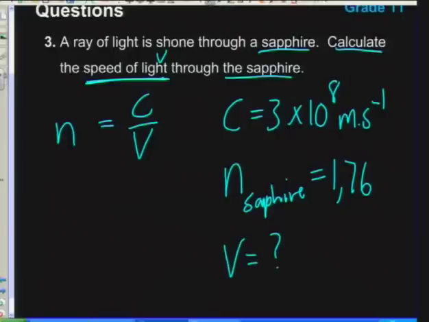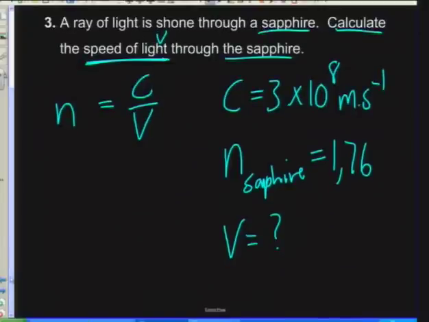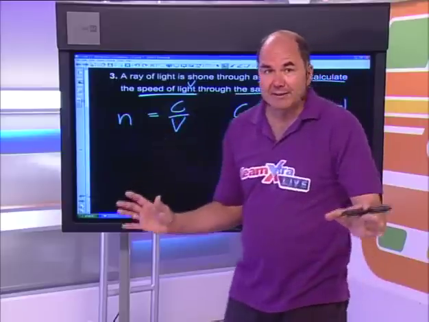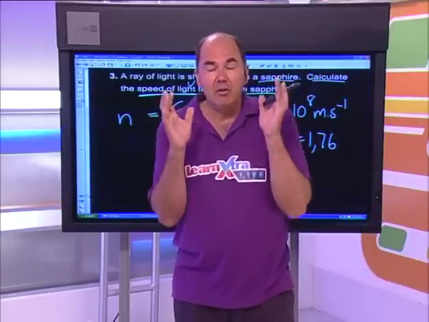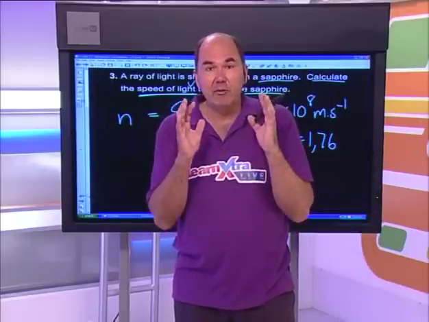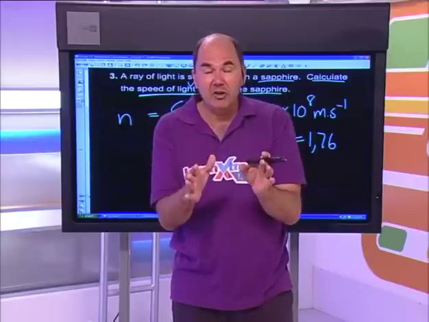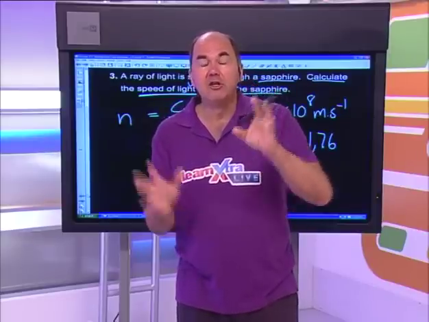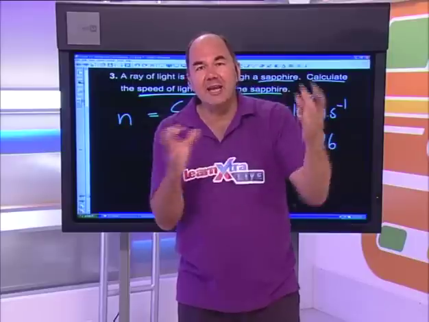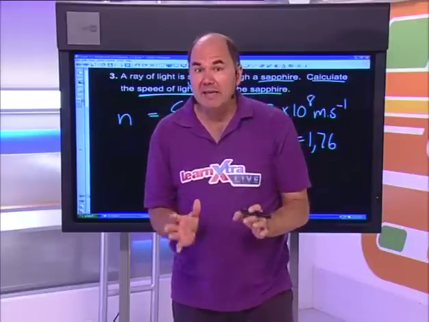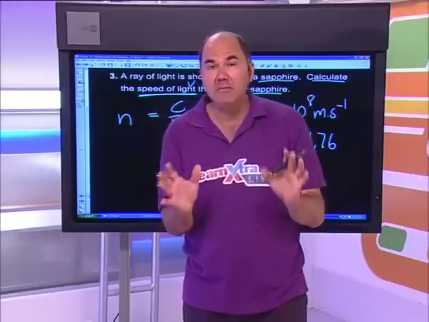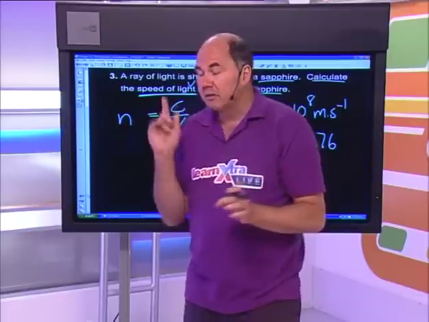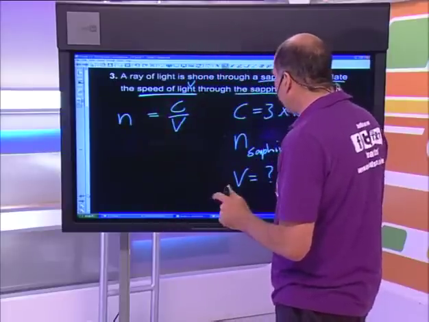Okay. Now, guys, what we're wanting to do is to find v. v is our unknown. v, remember, is the speed of light through the sapphire. That's exactly what we want to find. So how are we going to go about it? This is how I always work. We've got a formula, we can get it on the data sheet, substitute into the formula. Don't mess around. If you try and change the formula and you make a mistake, then you're not going to get your marks for substitution. Substitute in first and then solve.